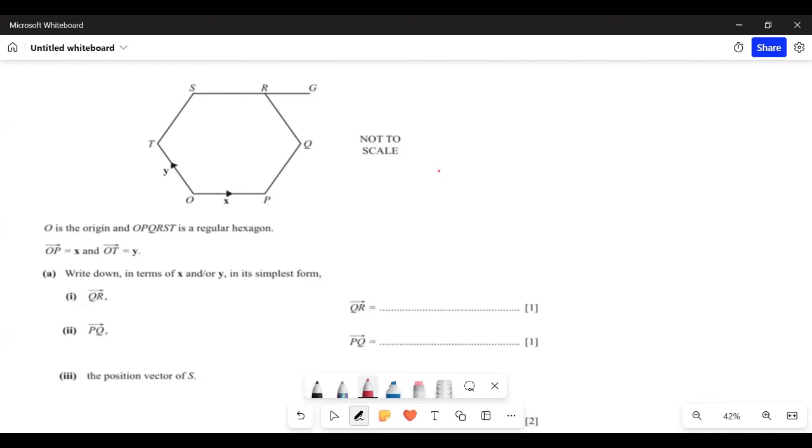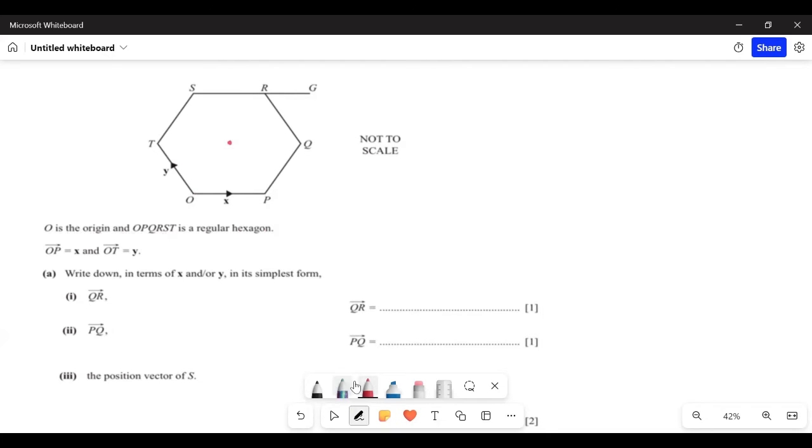Here we're doing a question on vectors and regular hexagon merged together. O is the origin and OPQRST is a regular hexagon. If you have this information, you can enter lots and lots of information in the figure. First of all, mark the center of the regular hexagon.